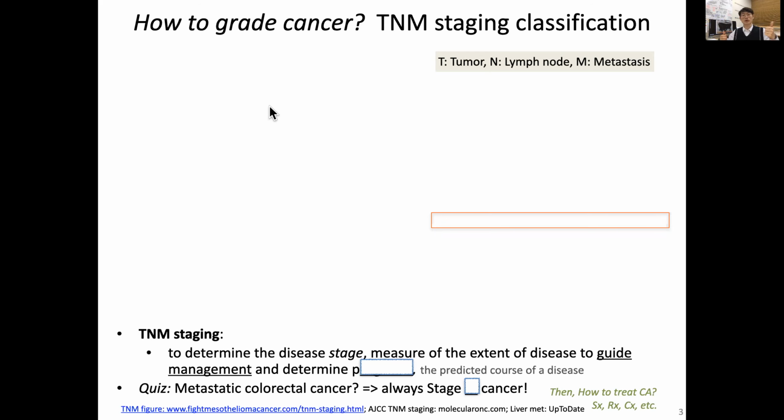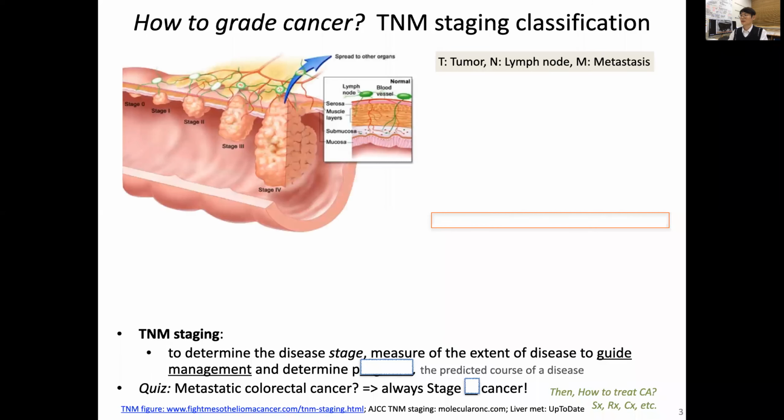T stands for tumor, number of tumors. N stands for node, that is a lymph node, so lymph node with the presence of tumor involved. And the M is metastasis. So this is just an example of a colon cancer for grading and staging of a tumor.